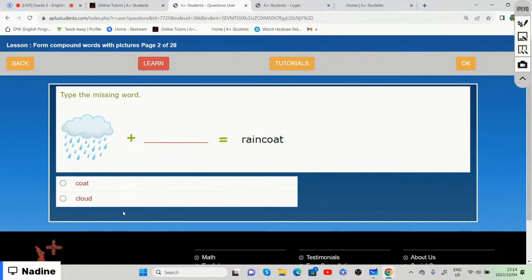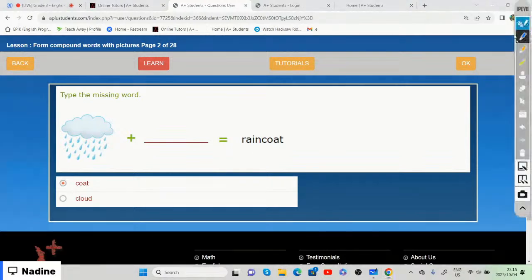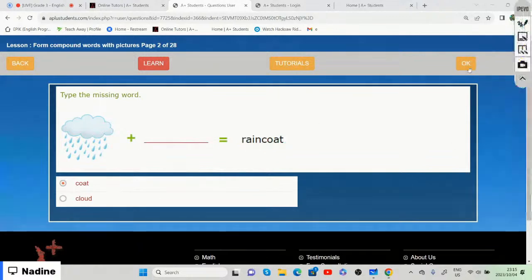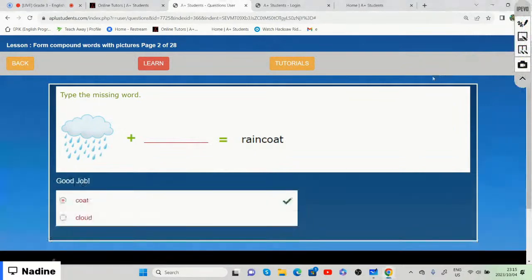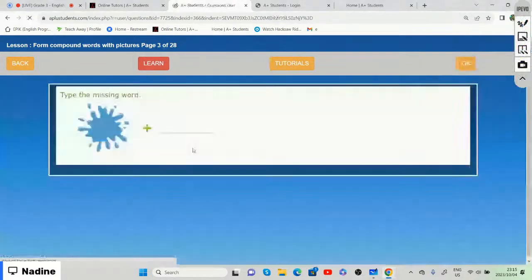All right, so if we choose the missing word, we can say rain plus coat, right? So rain plus coat equals raincoat, because there we have rain and there we have coat, right? So coat is the correct word. If you said coat, then well done.